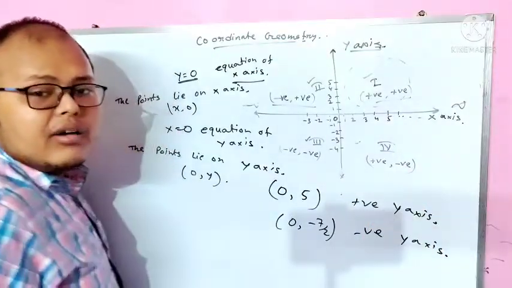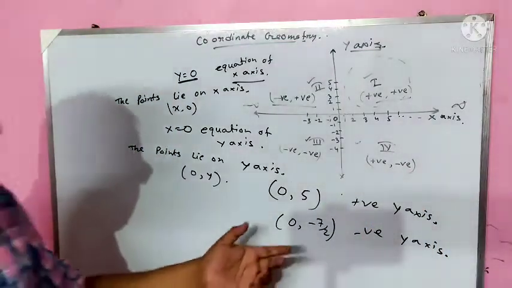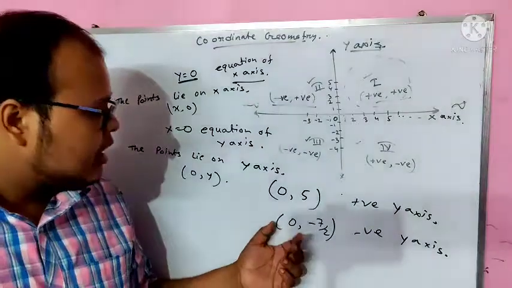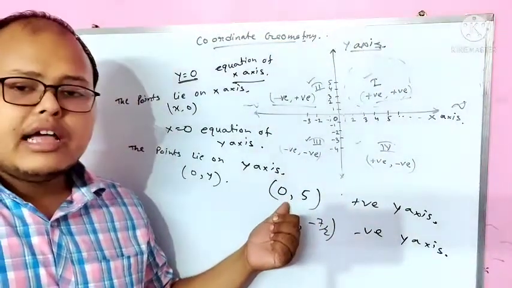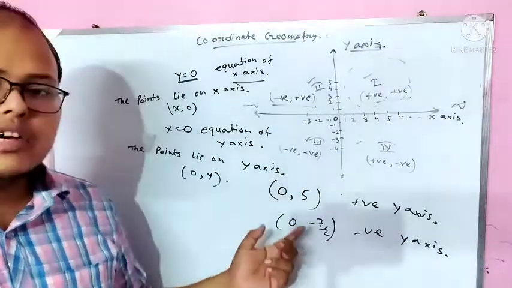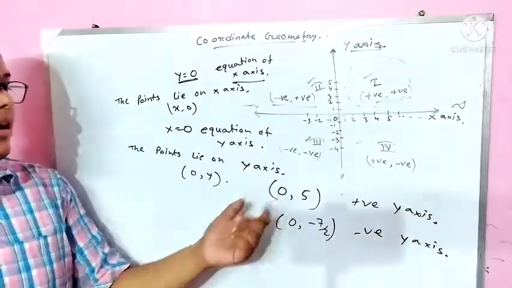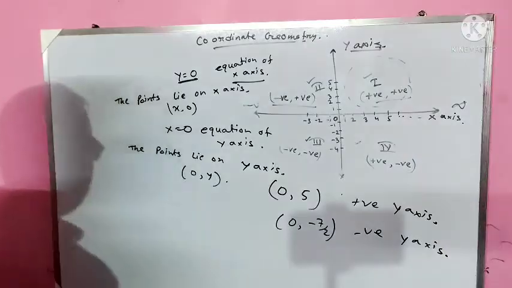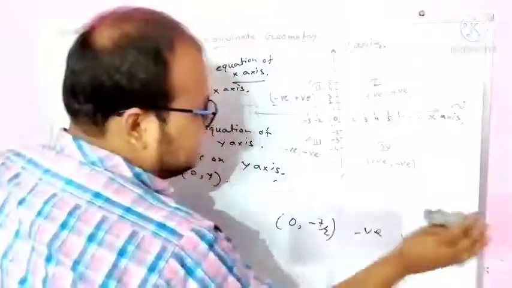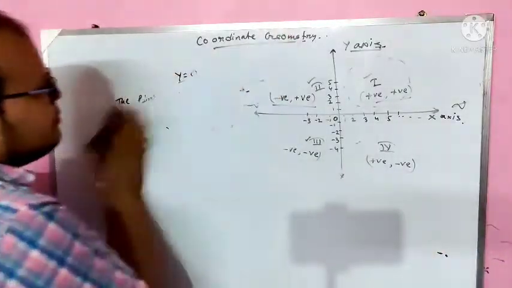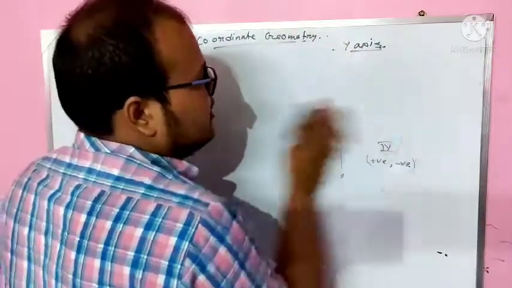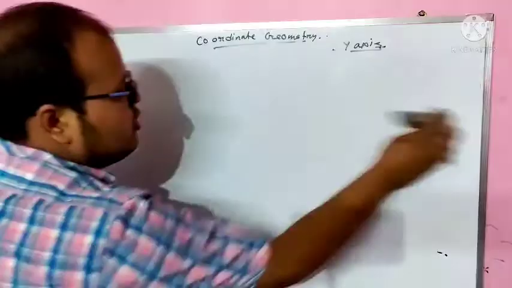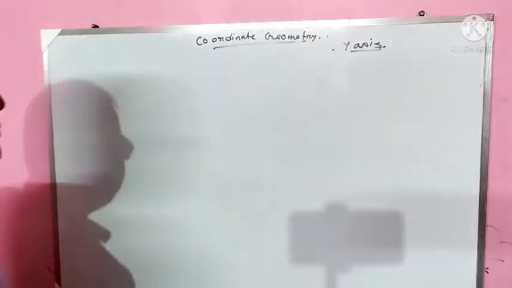All the points on the y-axis will contain 0 as their abscissa. The x coordinate will always be 0 in case the point is lying on the y-axis. So this type of question may arise from here. Now let us first learn how to plot a point in the Cartesian plane.